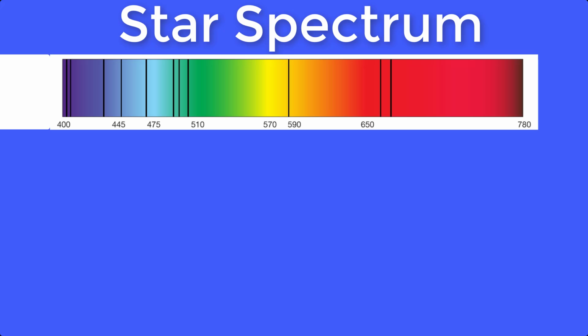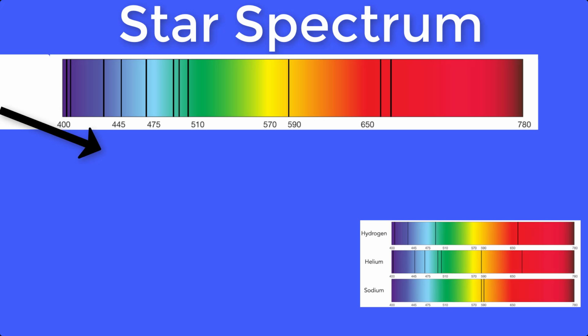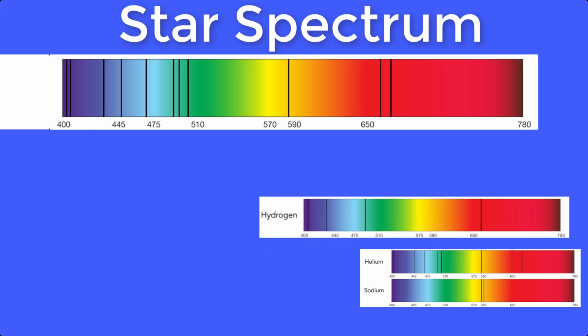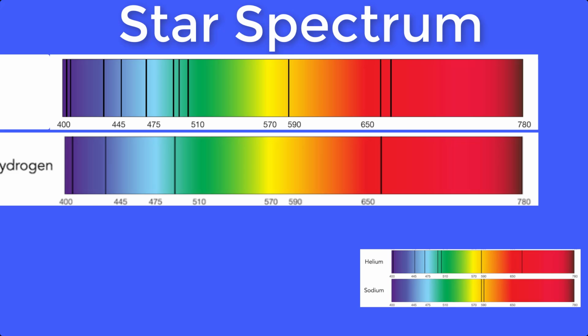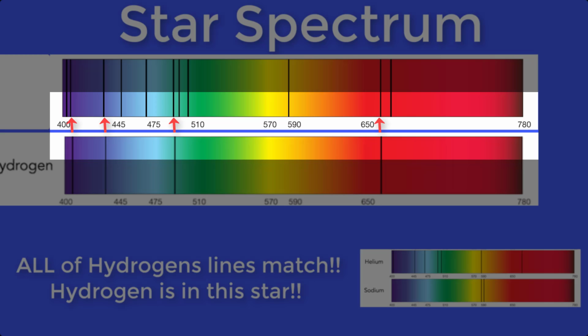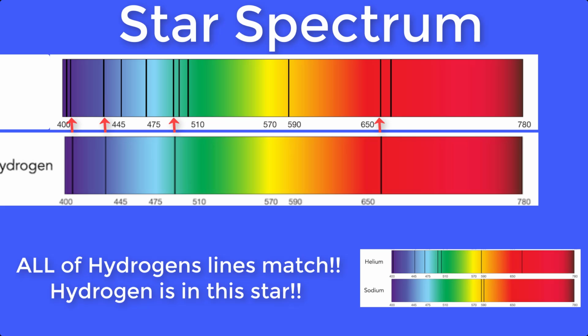Let's start with a nearby star. Look at the star's spectrum and try to match it with two element spectrums you see on the right. An easy way to compare is to move the individual element spectrum under the star spectrum to see if all the lines match up. In order to get a match, you have to make a complete connection with all the elements' spectral pattern. Hopefully you can see that hydrogen is in this star. All the lines match up.